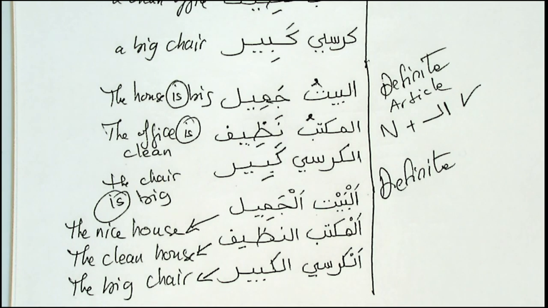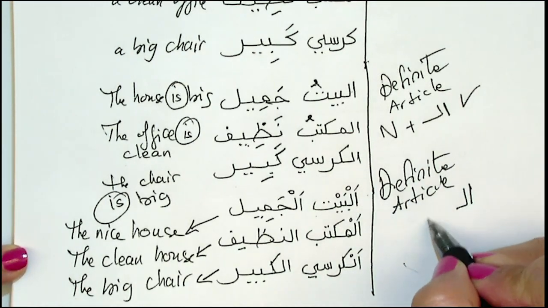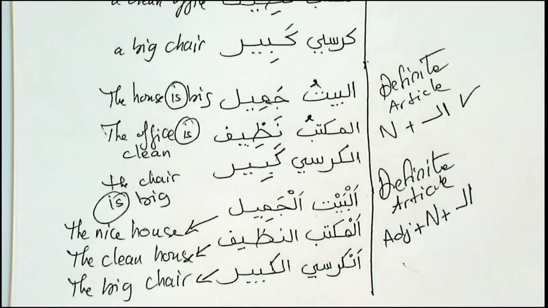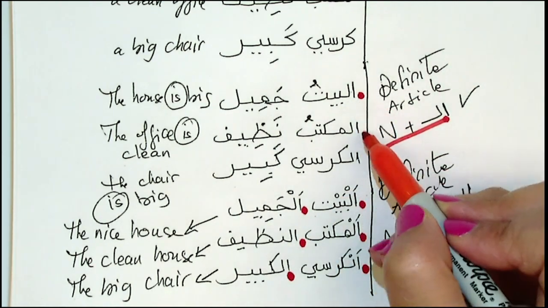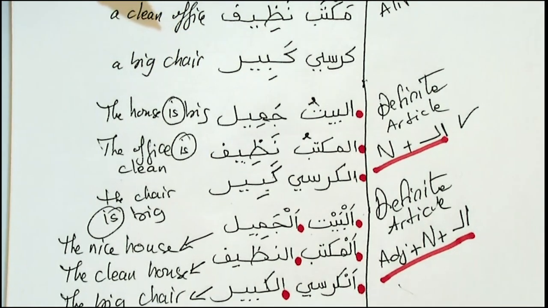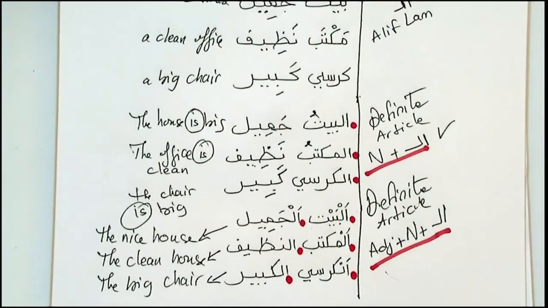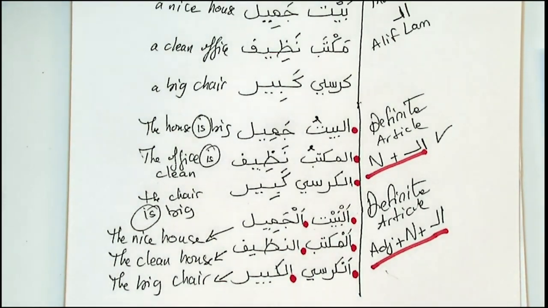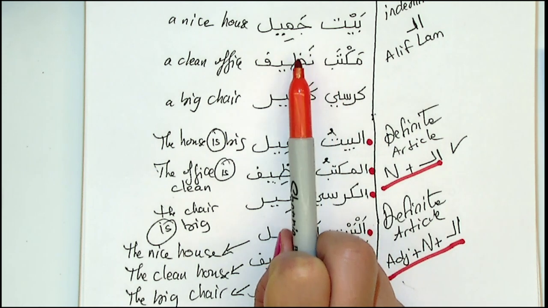In this example, you can see that it's definite, but we're adding the definite article, Alif Laam, to both nouns and adjectives. In the previous one, only to nouns; here, to nouns and adjectives. Right here you only have Alif Laam on the noun. In the other example, we don't have any Alif Laam: no Alif Laam on bayt, no Alif Laam on maktab, and no Alif Laam on the adjective either.